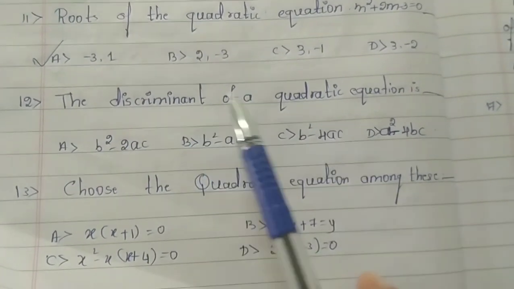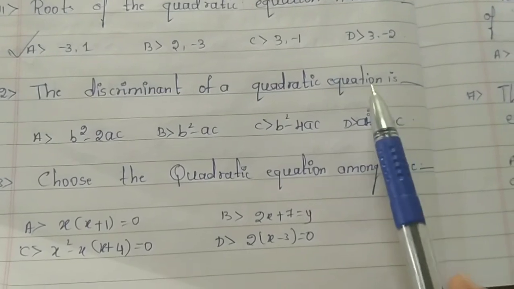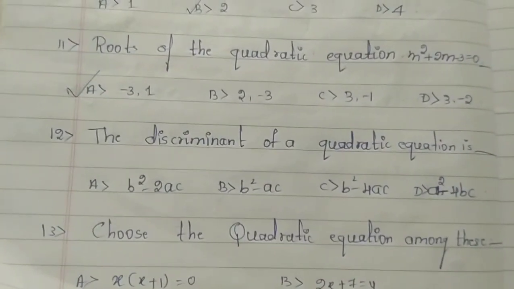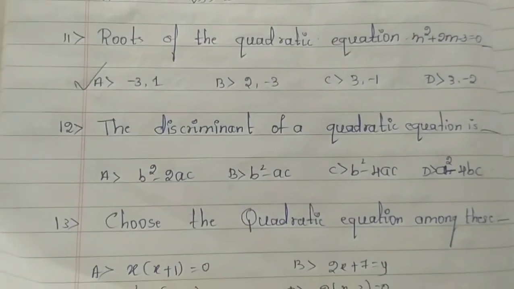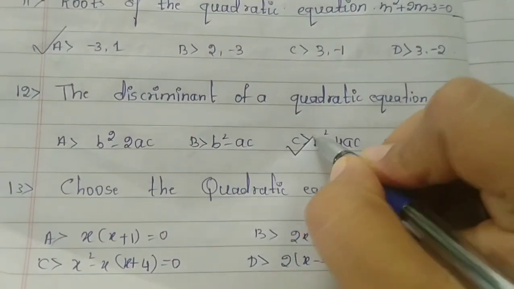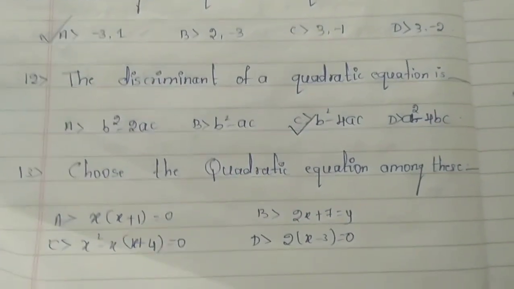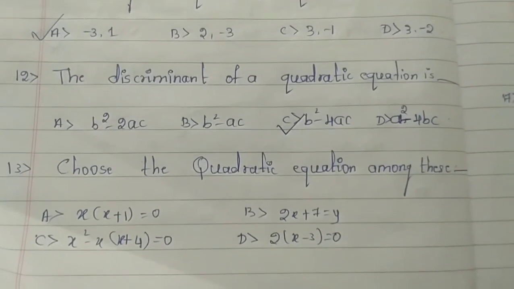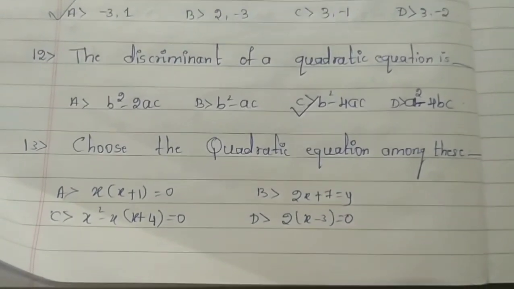The discriminant of a quadratic equation is dash. Okay, so now we will see, the discriminant of a quadratic equation is always b square minus 4ac. So always, the discriminant of a quadratic equation is b square minus 4ac.